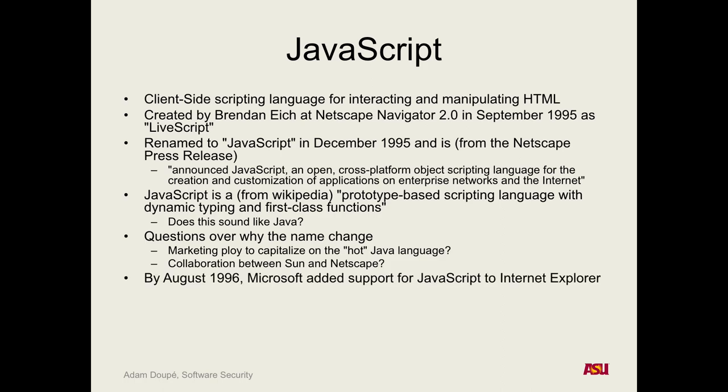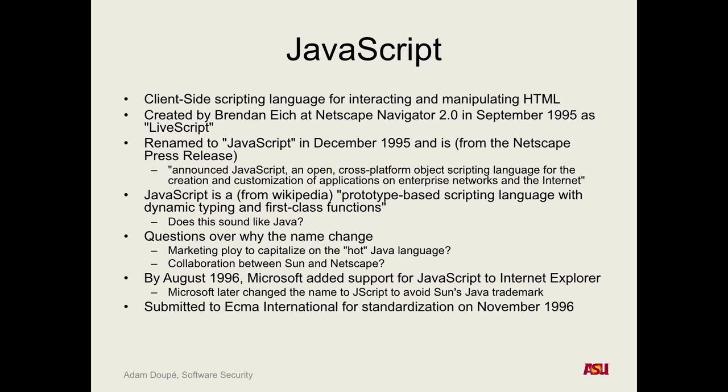And so by 1996, Microsoft added support for JavaScript to Internet Explorer. They actually changed the name to JScript, so there was a weird JScript and JavaScript split for a while. Finally, in November, they submitted the language to ECMA, an international standardization body. And so in 97, the first version of JavaScript was standardized.